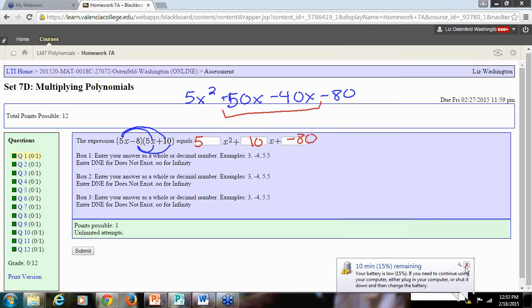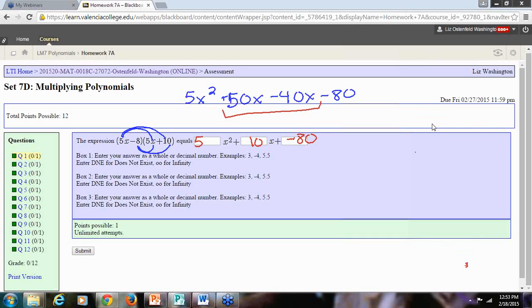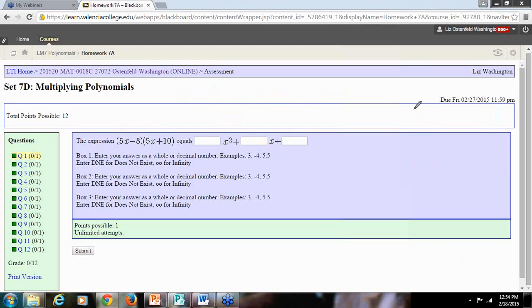I got a couple minutes before my battery dies, so let me hurry up. Okay. And go ahead to another one. I'll do like 2 more before my battery dies.